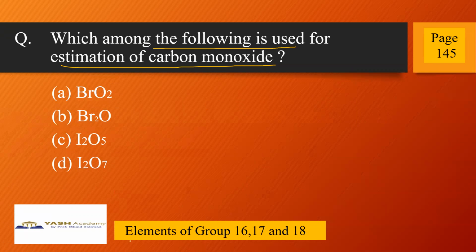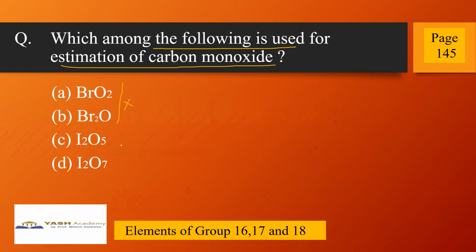This question is from elements of group 16, 17 and 18 on page 145. Means here carbon dioxide, carbon monoxide which is present in the air is removed. And for that purpose, which of the following oxidizing agent is used? You know that the oxides of bromine, they are least stable and their reactions are violent. So these two options हे तिथून कमी झाले.